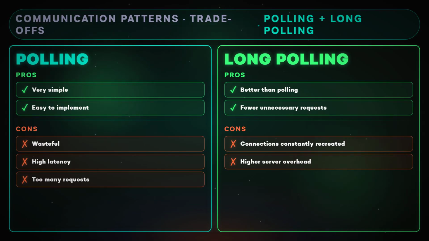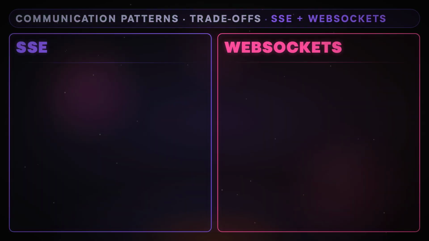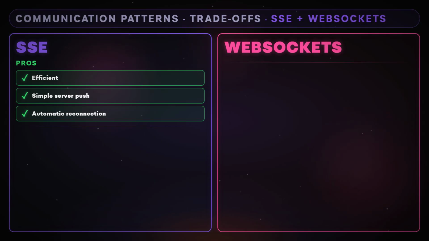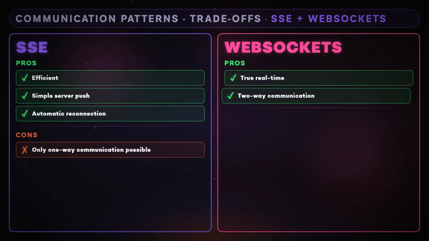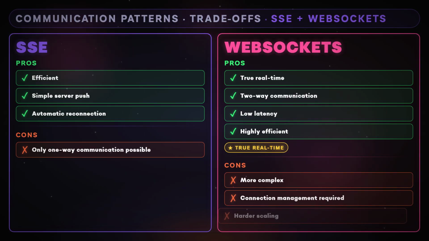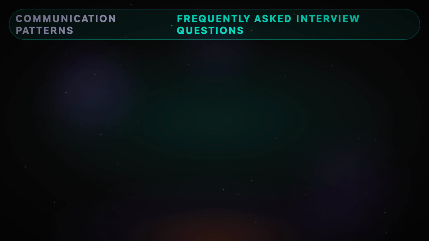SSE advantages are it's efficient, simple server push, automatic reconnection, and disadvantages are only one-way communication is possible. WebSockets advantages are true real-time communication, two-way communication, low latency, highly efficient, and disadvantages are more complex, connection management required, harder scaling.